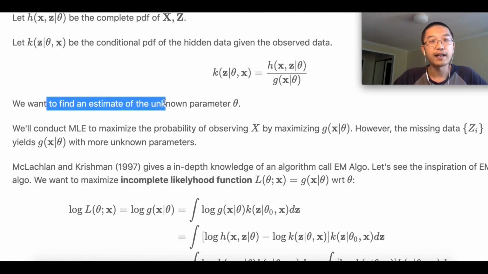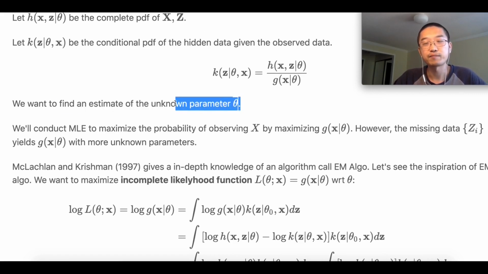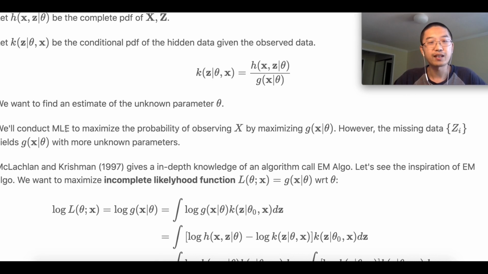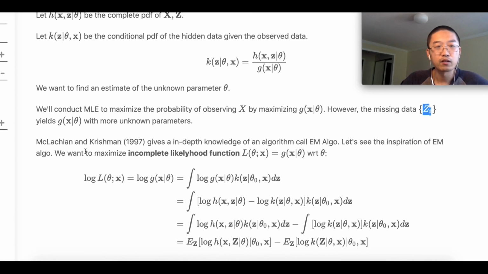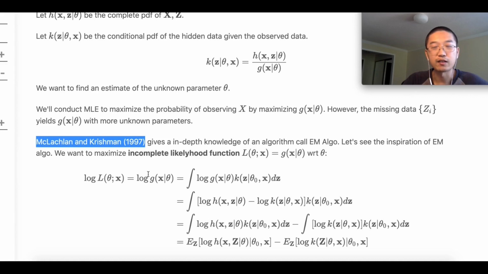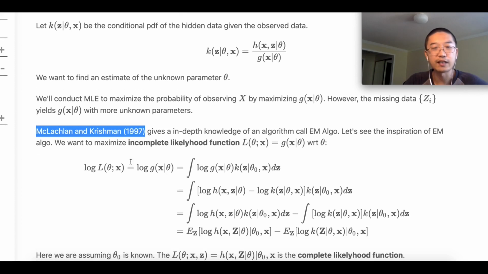We want to find the estimate of the unknown parameter theta. So we will conduct a maximum likelihood maximization to maximize the probability of x by maximizing the incomplete density function g. So how do we do that? McLachlan and Krishnan have in-depth knowledge of this EM algorithm, which is written in their book in 1997. So let's see how the EM algorithm works.